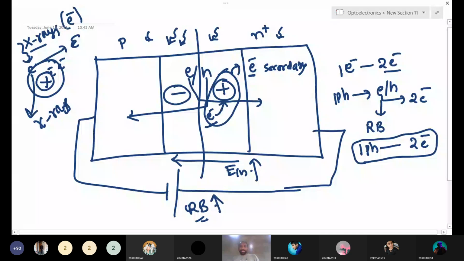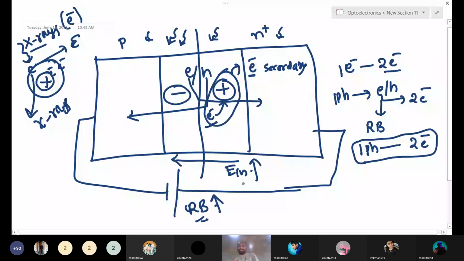This way, one electron generates another electron, and these generated electrons are also immediately swept out of the space charge region because a high internal electric field is present. Because of this, a huge current is produced in the circuit. Avalanche means a rapid increase in current, electrons or holes, whatever you can say. Avalanche means a very high increment.